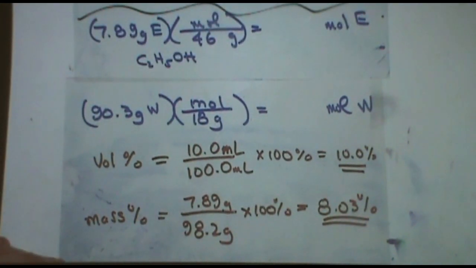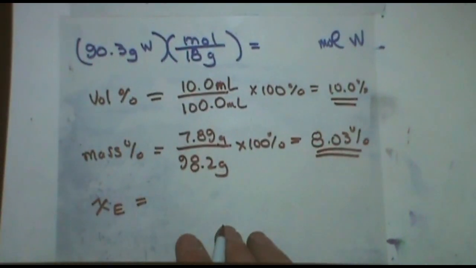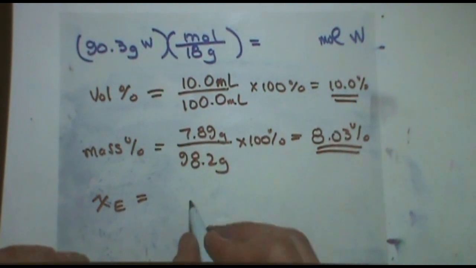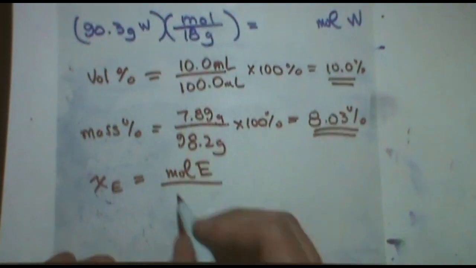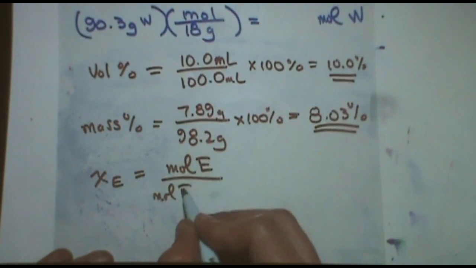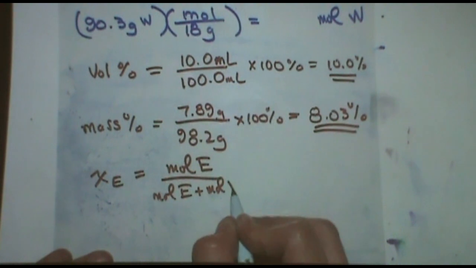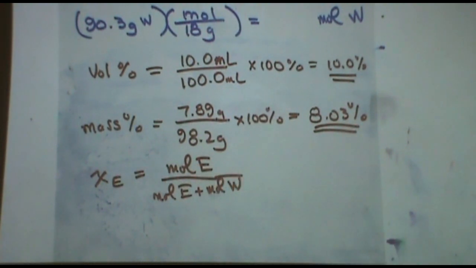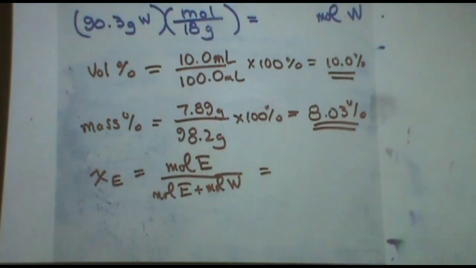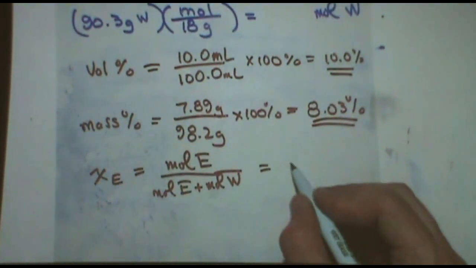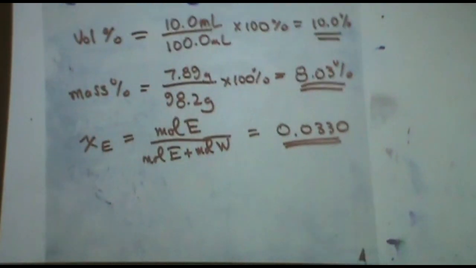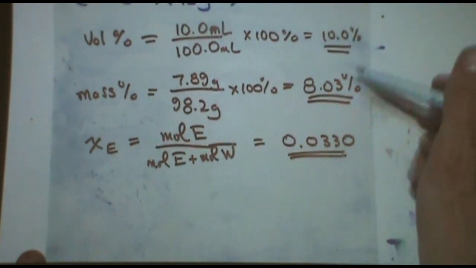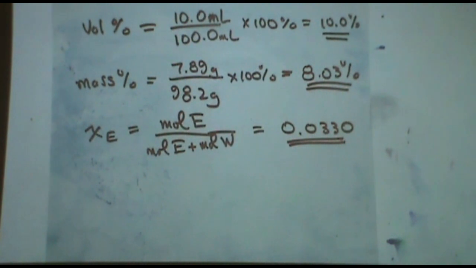The mole fraction, X. The mole fraction of ethanol. Oh, yes, thank you. The mole fraction of ethanol, that's the moles of ethanol divided by the moles of ethanol plus the moles of water. I did the work for that, but I didn't calculate those numbers. But I did calculate the answer, which is what you're all excited about. That's 0.0330. What's the units? Nothing. These were percent, that's nothing. Okay, next.